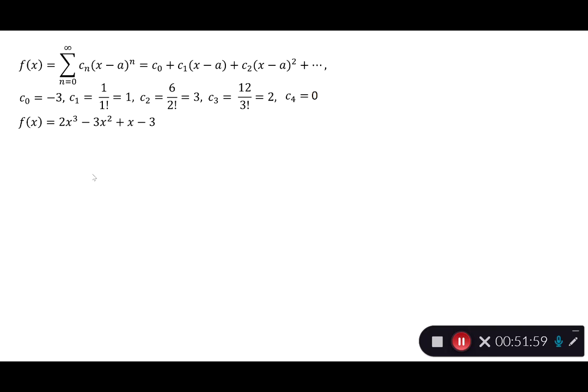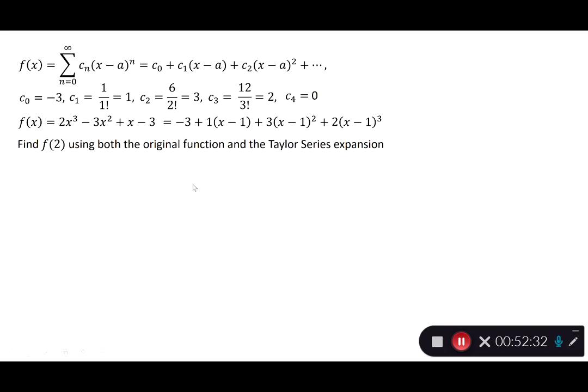I got the constants here. So f of x happens to be 2x cubed minus 3x squared plus x minus 3. So that is the left-hand side. Now let's plug in all our values. So c sub 0 is negative 3. c1 is 1 times x minus 1, like this. Isn't that cool? 2x cubed minus 3x squared plus x minus 3 can be written as a series centered about 1. Okay?